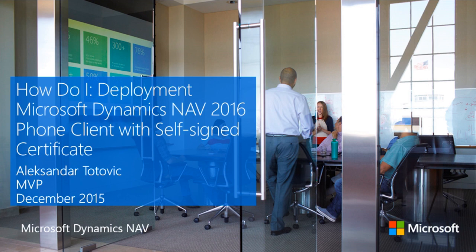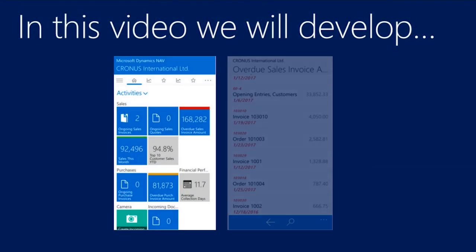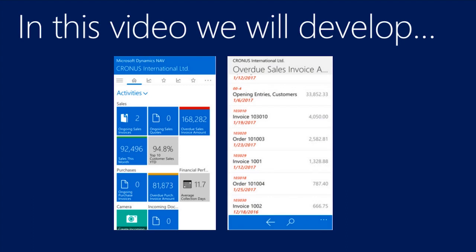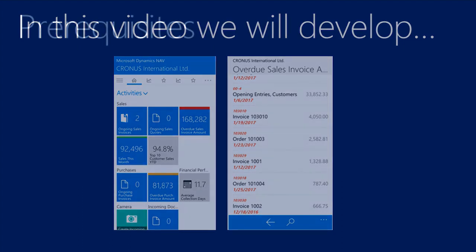In this video, I will explain how to deploy the Microsoft Dynamics NAV 2016 phone client with a self-signed certificate. At the end of this video, you will learn how to install the Microsoft Dynamics NAV Universal app on your phone and how to connect it to the Microsoft Dynamics NAV server using a self-signed certificate to enable using the phone client on your NAV in a test environment.